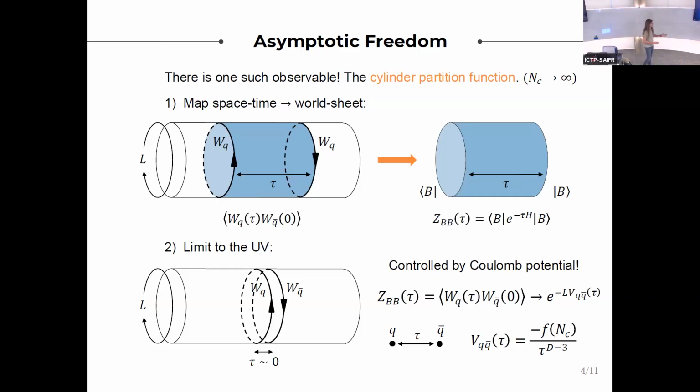So the statement now, since we have a clear map from one to the other, is that I can forget about spacetime, and I just have my flux tube theory. So in the theory, I compute the cylinder partition function. And the statement is that as tau goes to 0, so in the UV, this partition function should show a Coulomb-like behavior. So we found an observable where you can directly inject in a very controlled way asymptotic freedom into the flux tube. Now the question is, what do we learn from here?